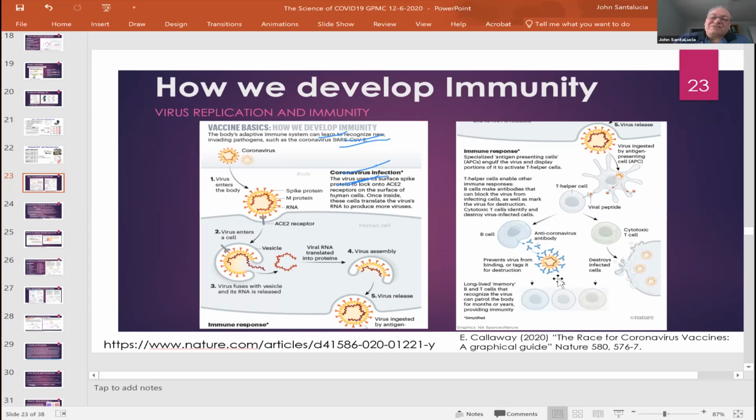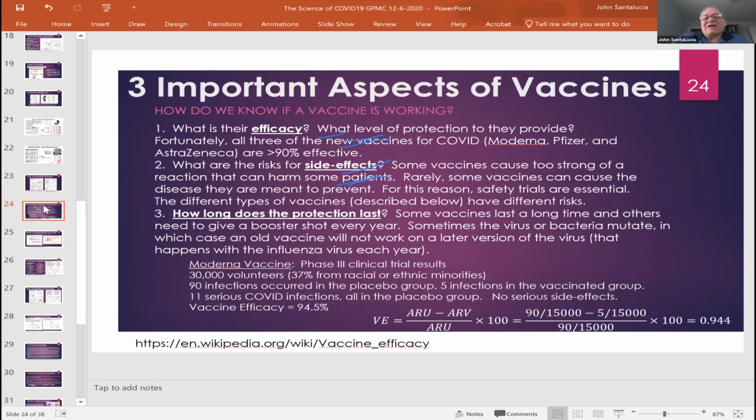Now, the B cells eventually create memory cells that can allow you to become immune later on. But this is the basics of how your body responds. So the important point is your body takes parts of the virus and utilizes that to immunize you against future infections. So there are three important aspects to vaccines that utilize some of the principles that I've shown you about immunology. The three important questions are about efficacy, side effects, and how long the protection lasts.